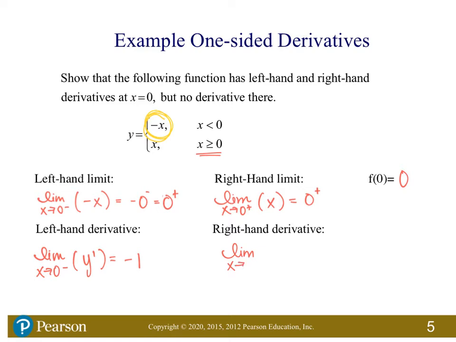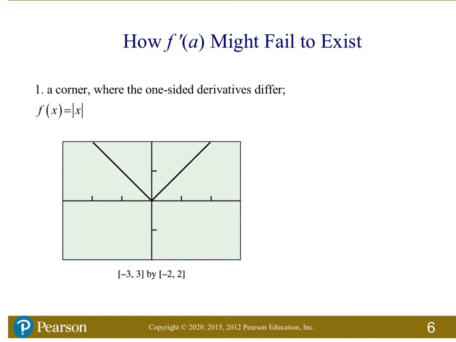Then we check the right side. When I check the right side, I'll be using x, and it has a slope value of +1. So the left-hand derivative is -1, the tangent slope on the left, and the tangent slope on the right is 1. These are not equal to each other. And so this is an example of where the one-sided derivatives don't meet each other. So let's look visually at what that is. That forms a corner.